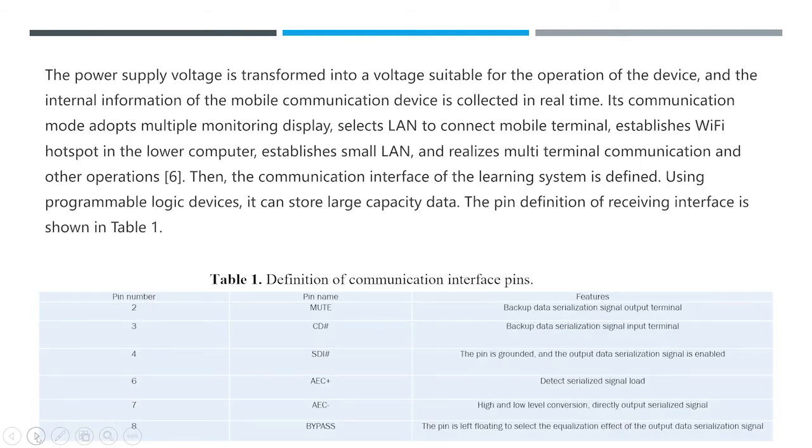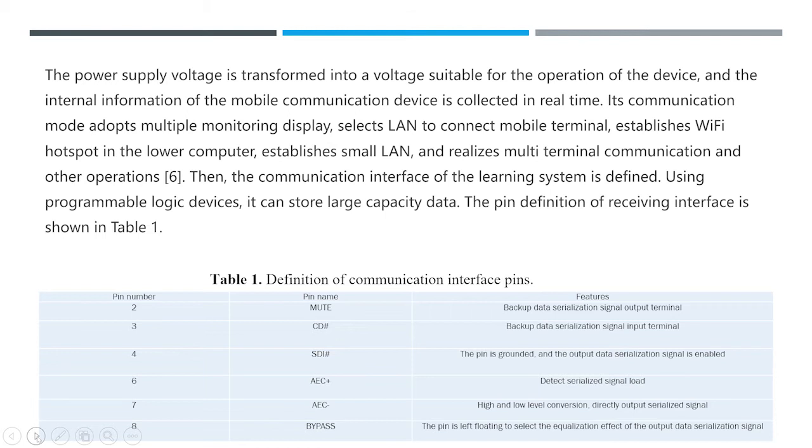The power supply voltage is transformed into a voltage suitable for the operation of the device, and the internal information of a mobile communication device is collected in real time. If the communication mode adopts multiple monitoring display, select a line to connect the mobile terminal, establish a Wi-Fi hotspot in the lower computer, establish a small local area network, and realize multi-terminal communication and other operations.